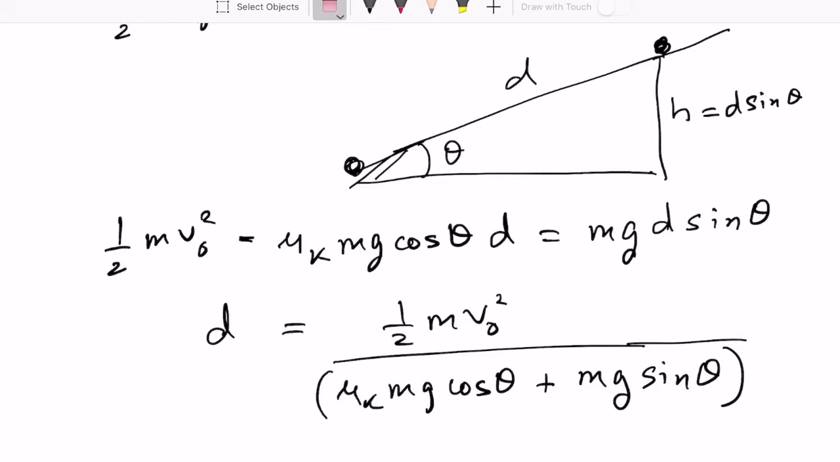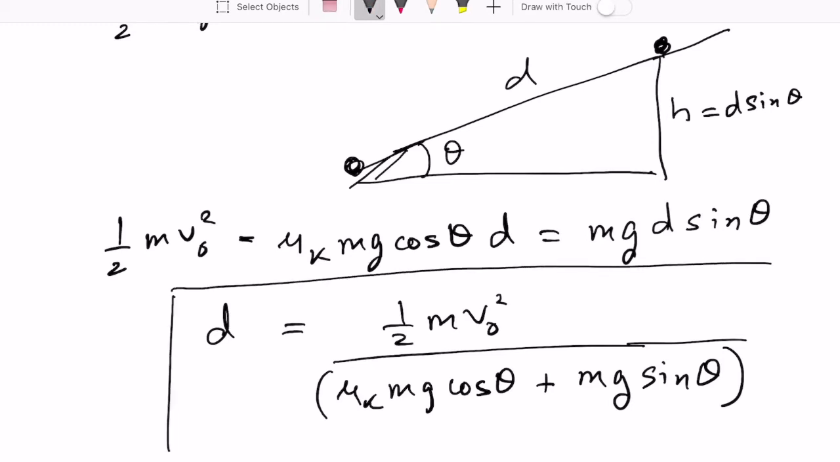And this method, if you do this problem using Newton's second law and kinematics and all, that's quite tedious. But this method, as you can see, is very, very brief, and you get the answer instantly.